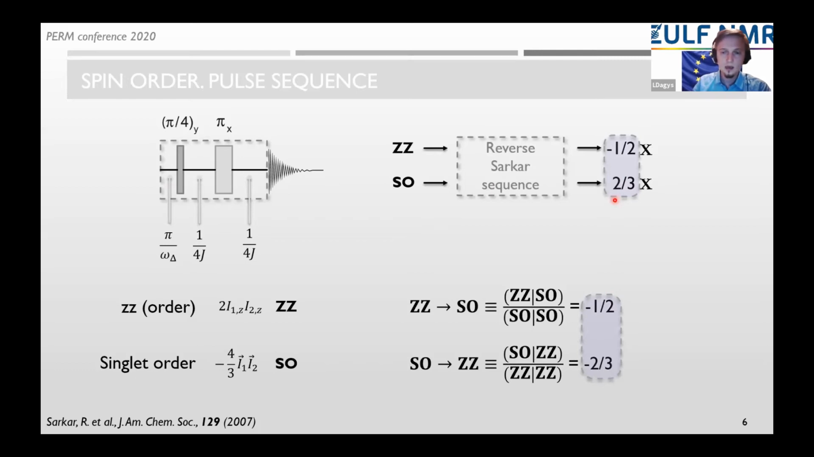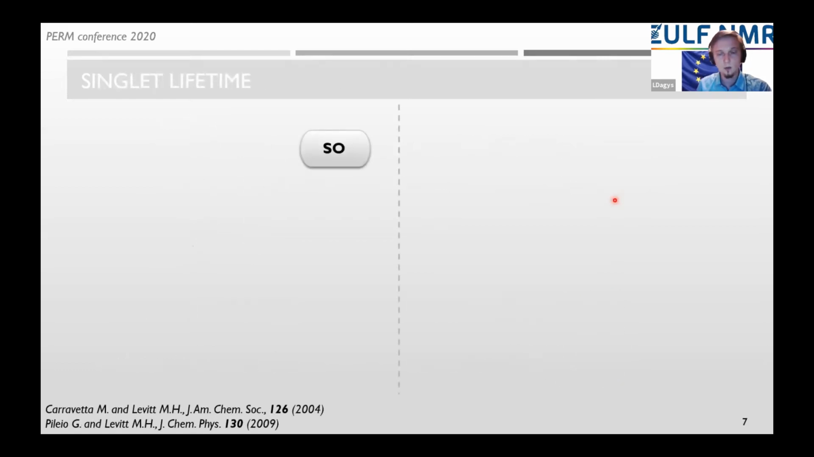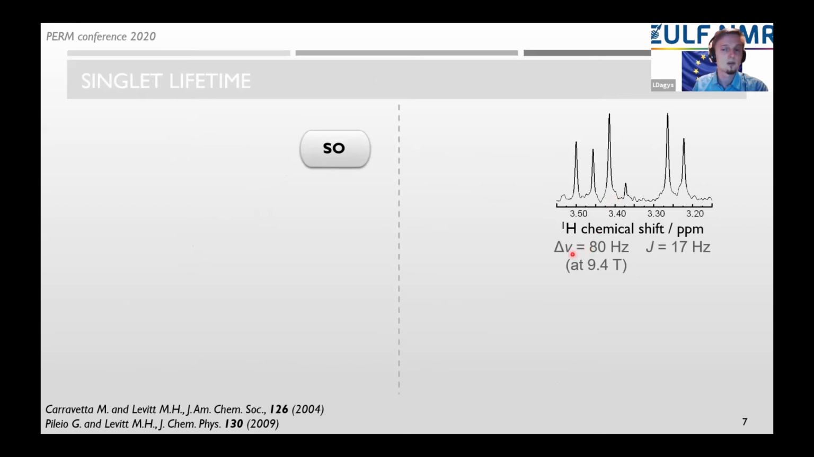Okay, so if one has singlet order by, well, one dissolves parahydrogen and then chemically reacts it into something else, then clearly, in this case, we had a chemical shift difference of 80 Hertz in 9 Teslas. So clearly it will dephase into ZZ order. And then that ZZ order would also decay, if that was an overpopulated state, with time constant of TZZ.